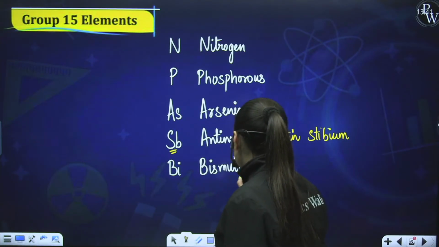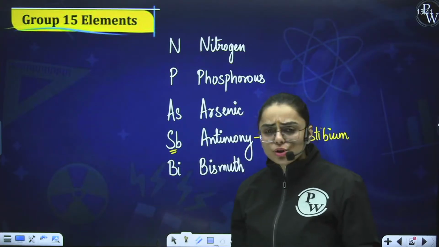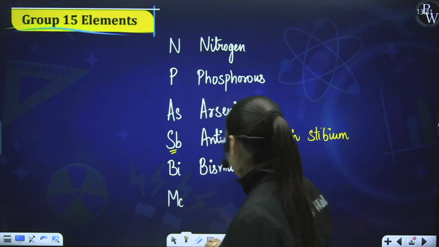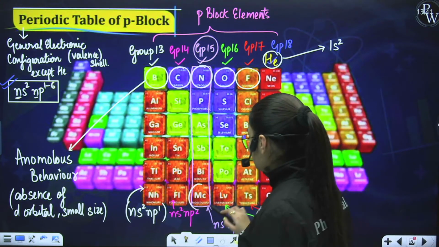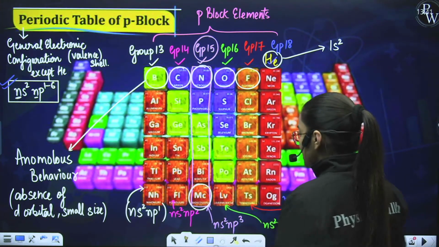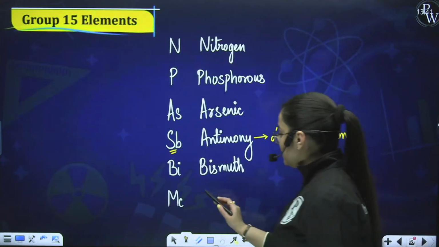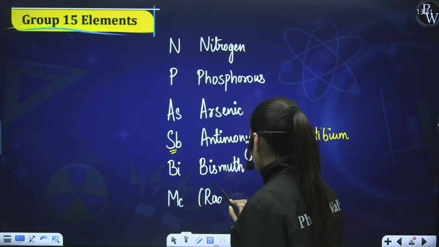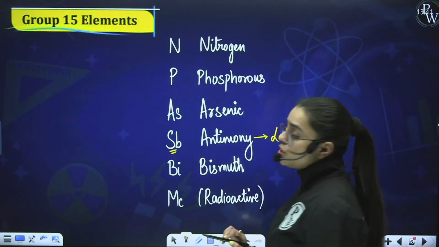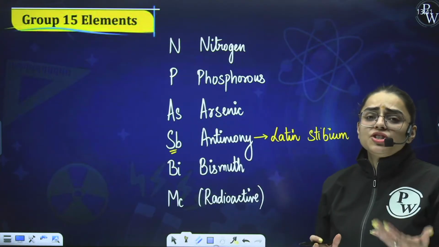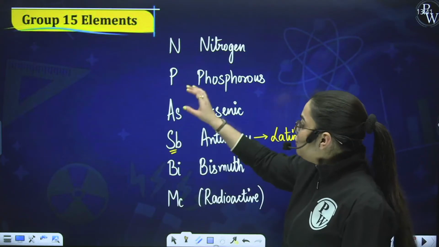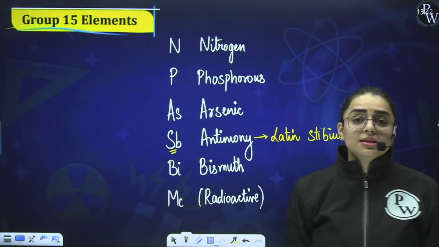Bismuth. And there is one more, students, if you want to write, you can write, but it is a radioactive element, so we shall not be covering it in detail. That is Mc over here, that is moscovium. It is radioactive in nature. Basically, its half-life is very short, so very much detail is not provided for this particular element and we shall not be covering it in detail. We shall be understanding from nitrogen till bismuth. Is it clear to you?